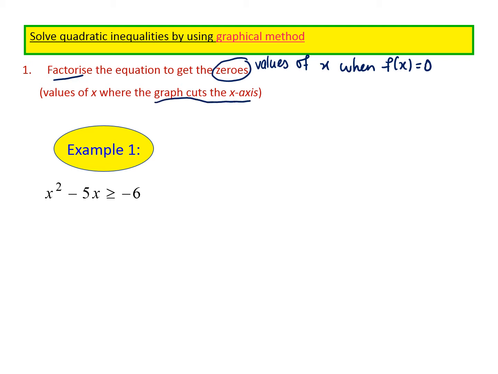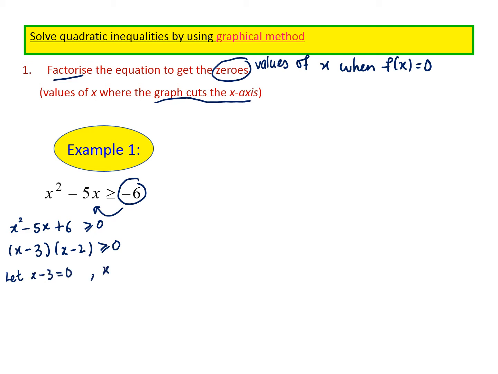So now I will start with factorizing. I'll make sure my right hand side is 0, so I shift negative 6 to the left hand side. So this is plus 6 greater or equals to 0. Factorize using your calculator, you will get these values. Okay, now because I'm interested in the values of x, I'll let x minus 3 equals to 0, x minus 2 equals to 0, so I have x equals to 3, x equals to 2. So I have two zeros over here, that is x equals to 3 and x equals to 2.